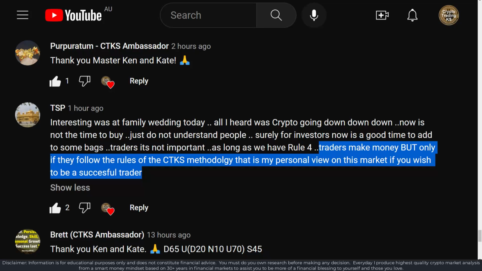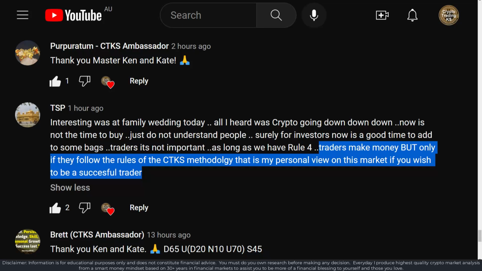TSP said, interesting, I was at a family wedding today and all I heard was crypto going down, down, down. Now is not the time to buy. People just don't understand. Surely for investors, now is a good time to add to some bags. Absolutely true, my friend. Getting on the right side of the percentage is really important. But the key is to understand this is retail thinking, not professional thinking.